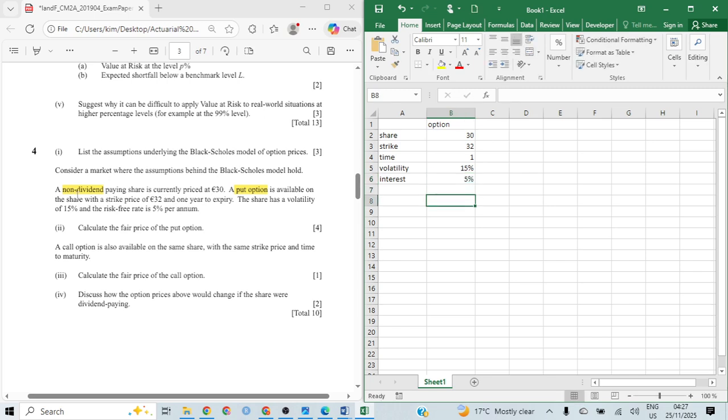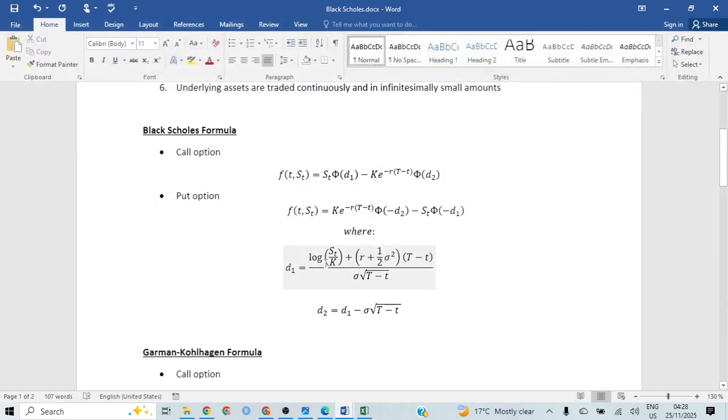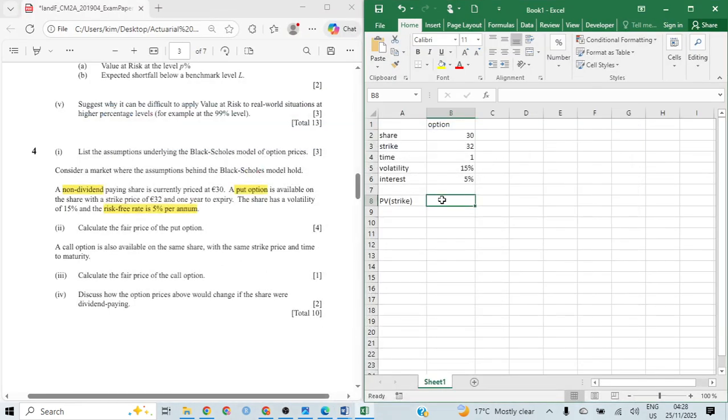So again, it's non-dividend, it's a put option, and also we have to look at this interest. Is it continuous or is it discrete? In our case, it's continuous. If it's discrete, we'd have to use a different approach in this next part, where we are looking at the present value of the strike price. Because in the formula, remember this part, this is the present value of the strike price, K exponential minus r times the time. So the first thing is to calculate this part.